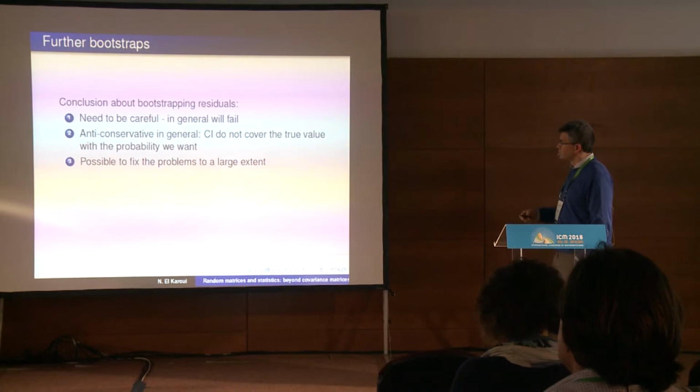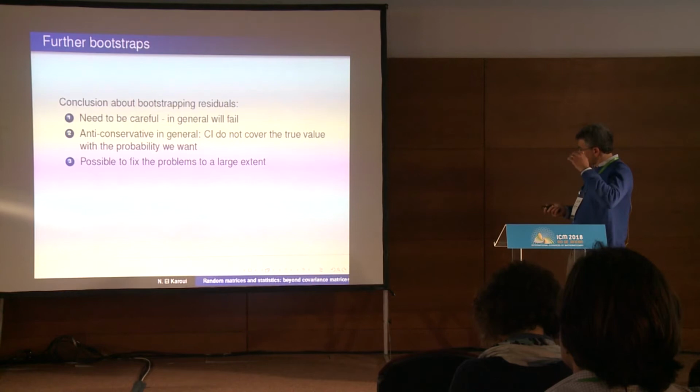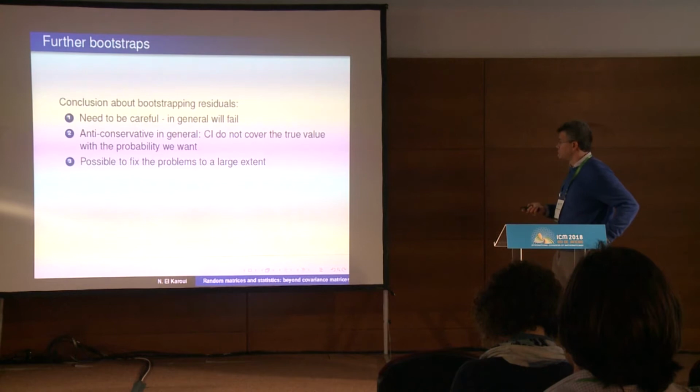The problems are also very simple, so it's maybe too easy. So the residual bootstrap is nice for introducing inference, but in moderate dimension, you need to be careful. It fails in general. It's anti-conservative, which is particularly bad news. And once you understand that there are problems, it's not terribly difficult to fix them, at least at the level of numerical verification.